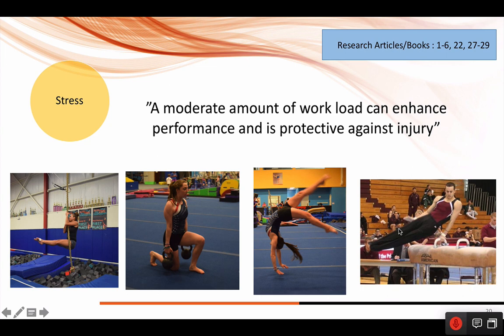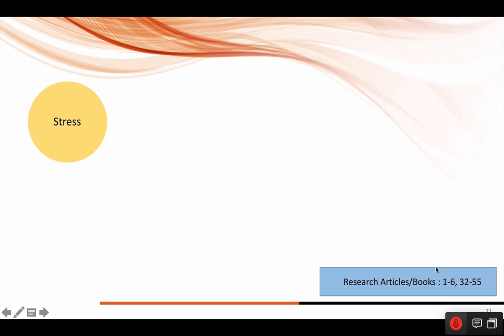And just to point out, as we've been going along, you might have seen all these research articles. I'm going to make all of these available in the follow-up section. So if people are interested in these studies, feel free to look.